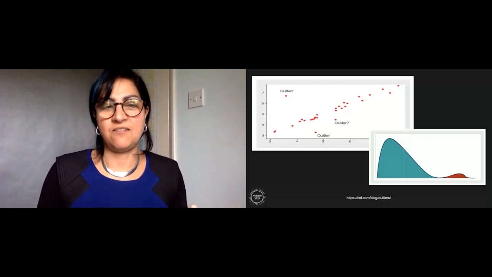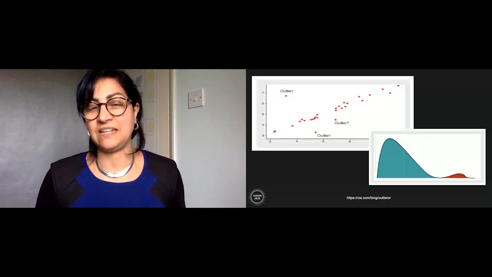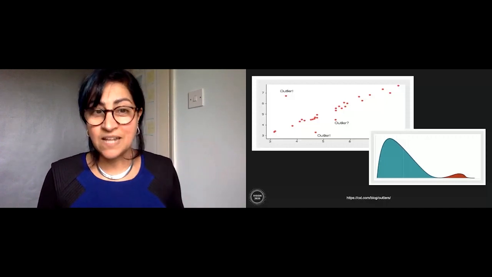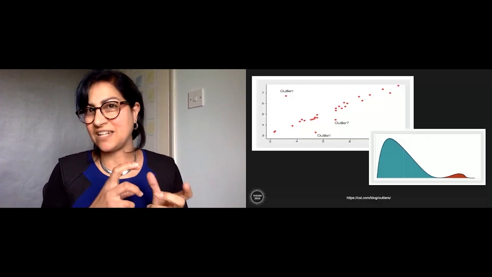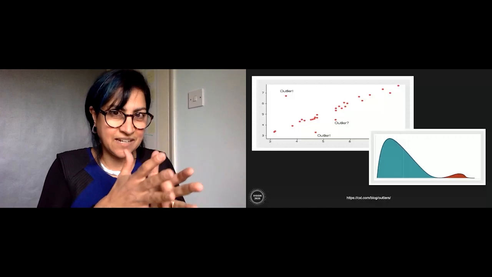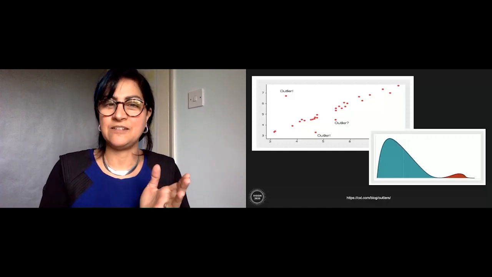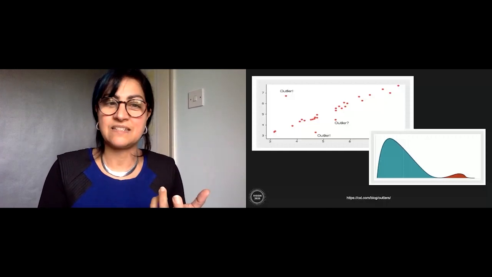So what do you do with outliers? By choosing not to take an outlier, you are already interpreting your data in some respects, right? You're already slightly changing or streamlining the story that the data is trying to tell you. You've already started interpreting it.